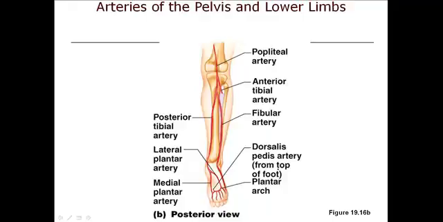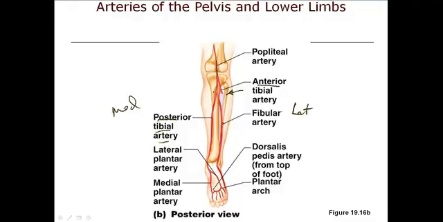So if we take a posterior view of the leg, the popliteal artery goes just posterior to the knee, and then I'm trying to figure out which is medial and which is lateral. So this is lateral here. This is medial over here. So lateral we have anterior tibial, although this should be fibular. Yeah, this is the fibula here. So this is the fibular artery. This is the posterior tibial artery. And this is the anterior tibial.